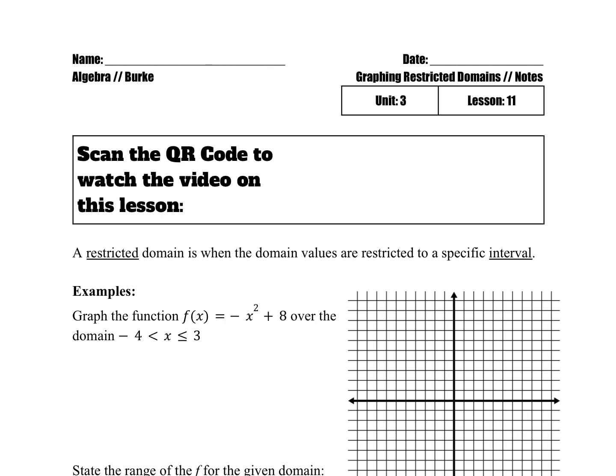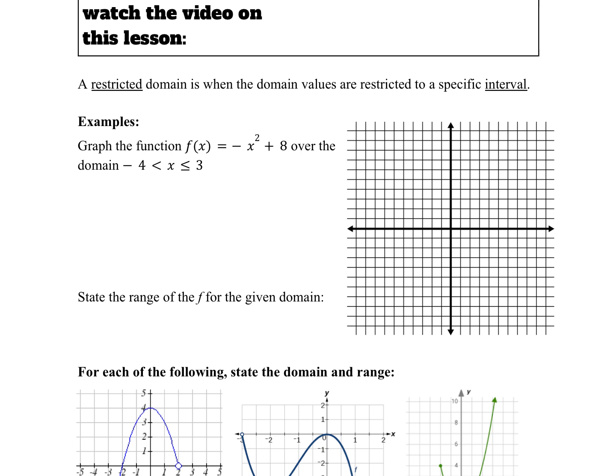Today we're going to talk about graphing over a restricted domain. A restricted domain is when we're basically taking the full function, but we're only going to graph it over a specified interval. So it's kind of like cropping the graph of the function.